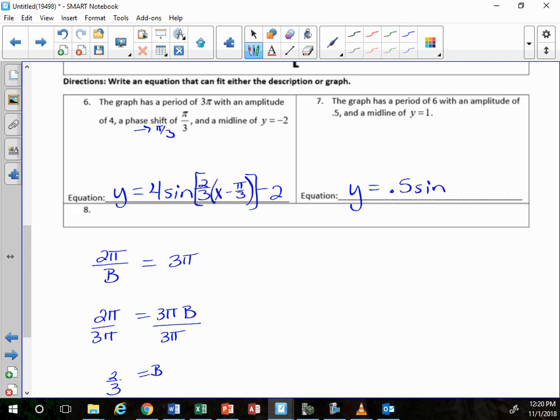Should you do 0.5 or do you do 1/2? Either one's fine. All right, guys, let's think about the b value here. I know 2 pi over b has to equal 6. What does b have to equal? Pi over 3. Good. All right, go to lunch.